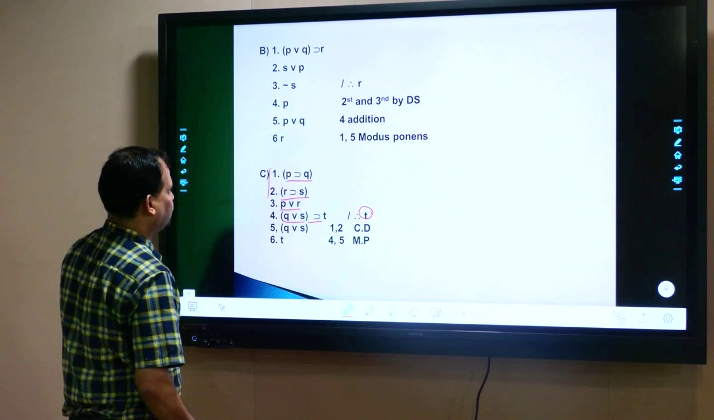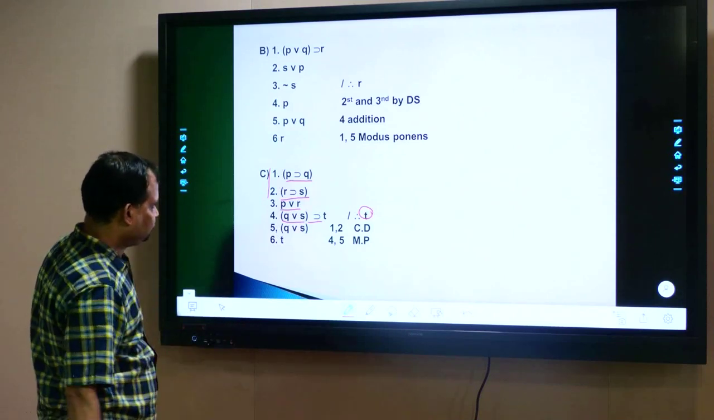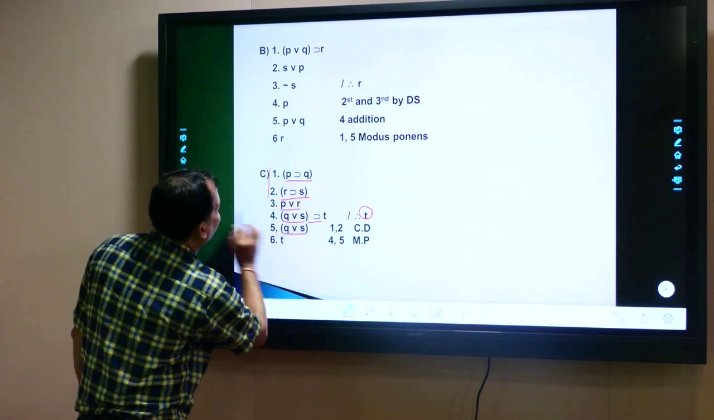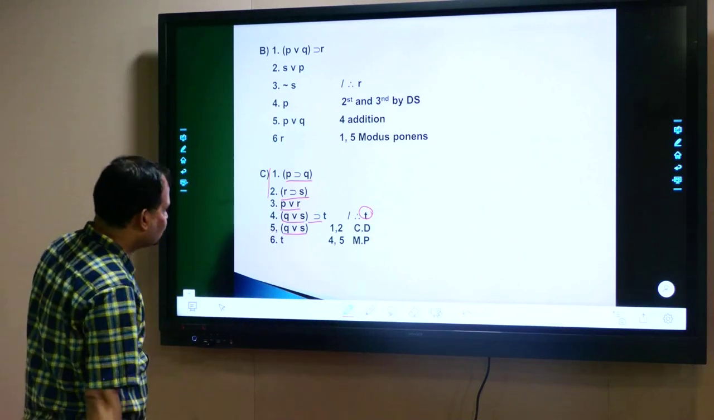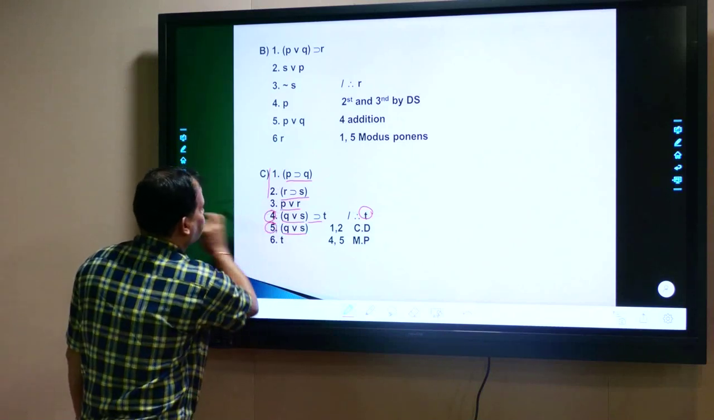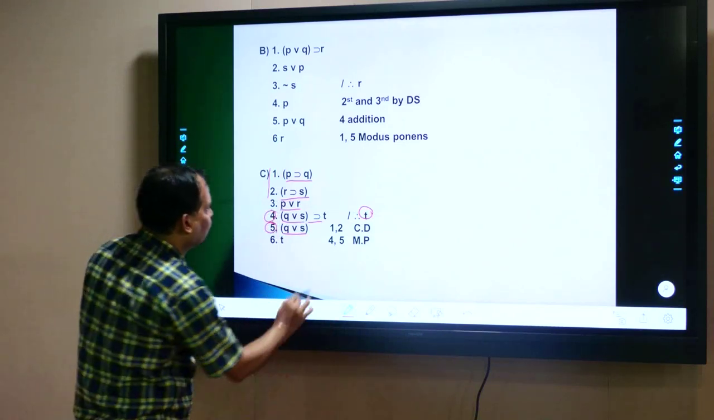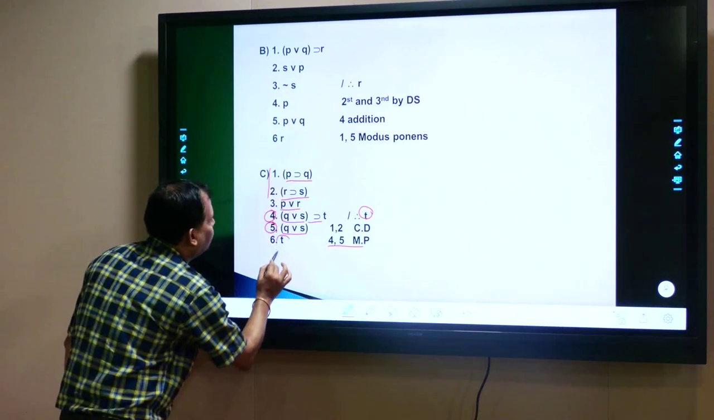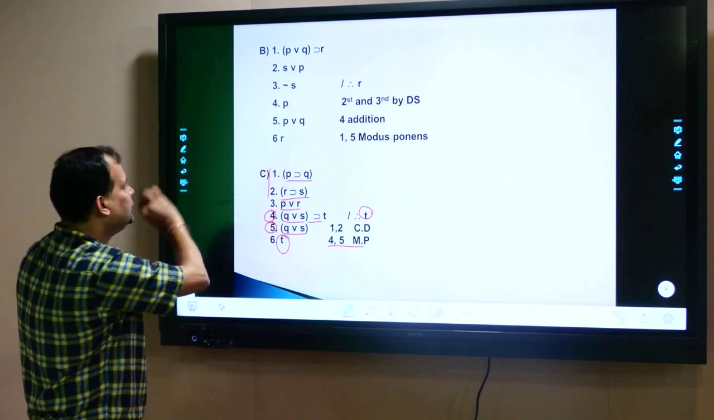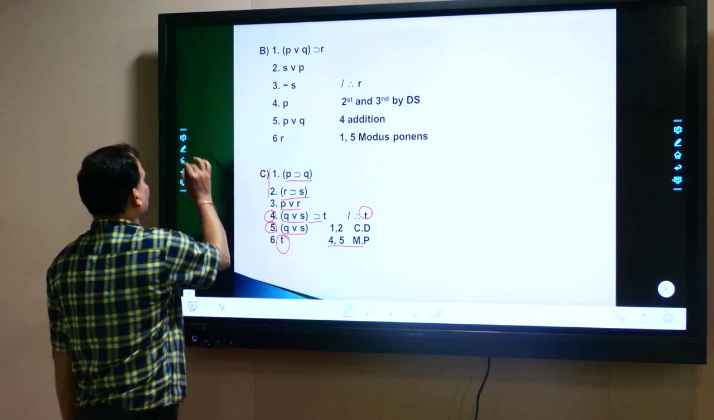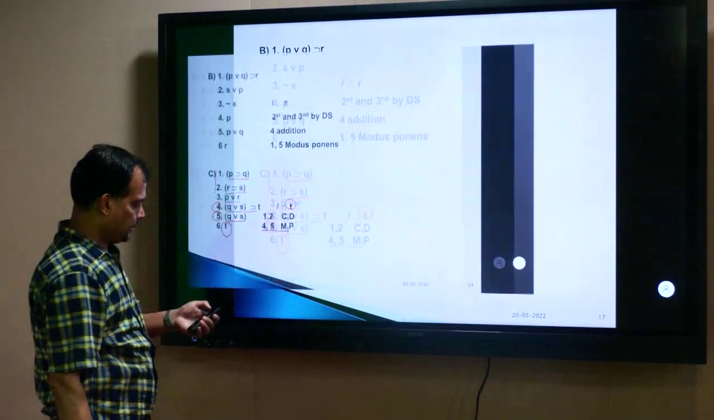So we have to apply this, then we find Q, L, S. Next, on 4 and 5, we apply the modus ponens rule, then we find the conclusion T. So this is another example of rules of inference, dear learners.